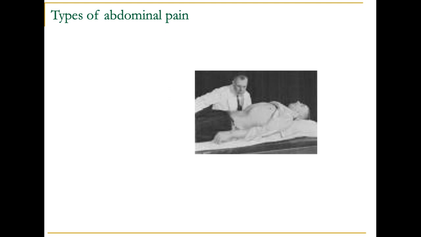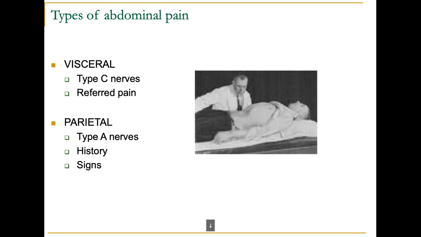This is an interesting picture, and I'll come back to this and I'll let you guess what this is. So what are the types of abdominal pain? Now, there are two main types, really. The visceral pain, which is conveyed by type C nerve fibers. It is a diffuse type of pain. Patients can't localize it very well. It may have a bursting or a burning character to it. And it may also be referred, dependent on the nerve supply and where the organ originally developed.